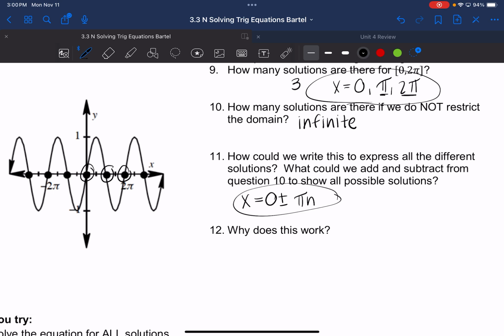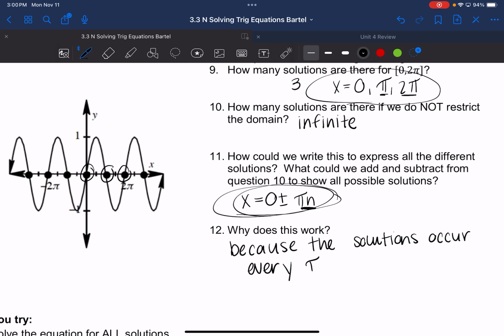Okay? Why does this work? Why can we write it this way? What did you guys say I could use this for? Solution every pi. Okay, perfect. So smart. So I'll say solutions occur every pi over the period 2 pi, right? Okay.